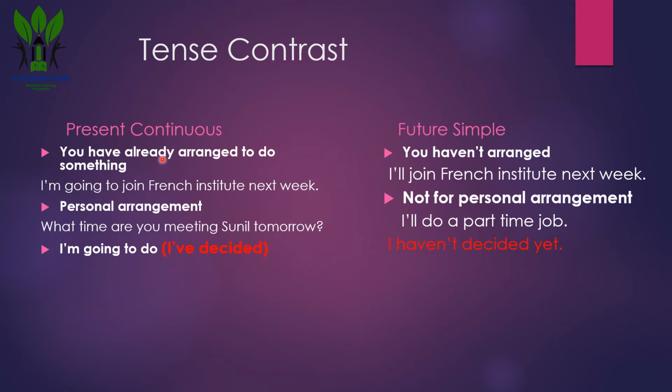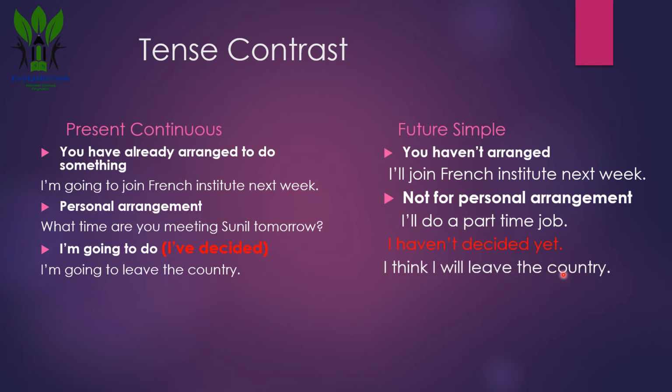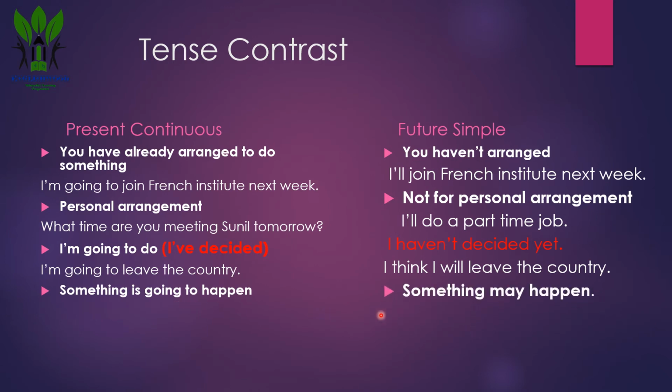These are almost similar. This is decided, meaning already arranged. Not decided means not arranged. For example, I'm going to leave the country. I think I will leave the country. Something's going to happen. Something might happen.